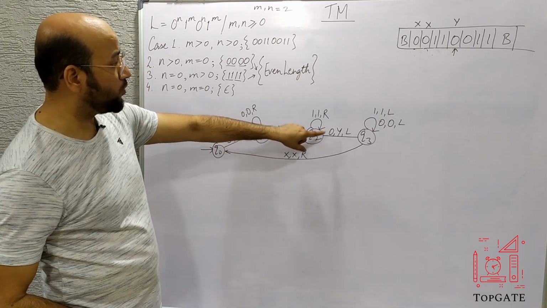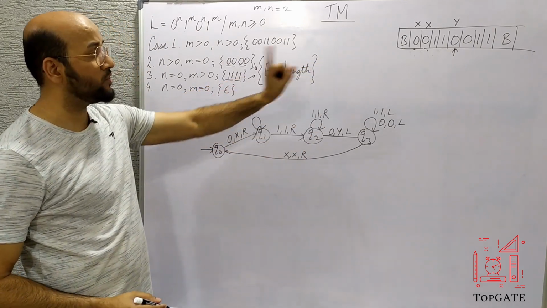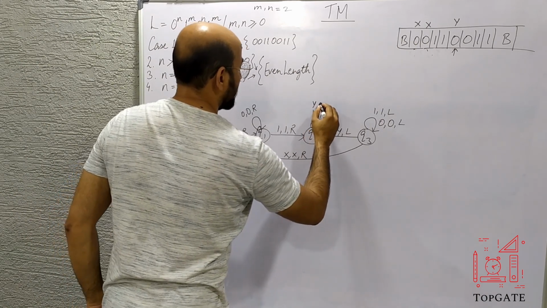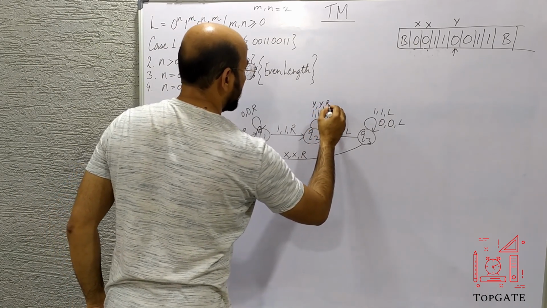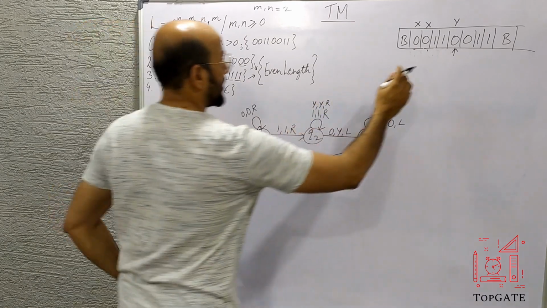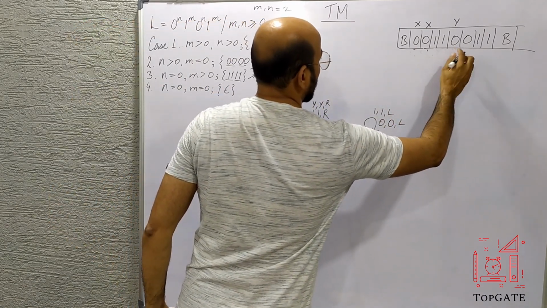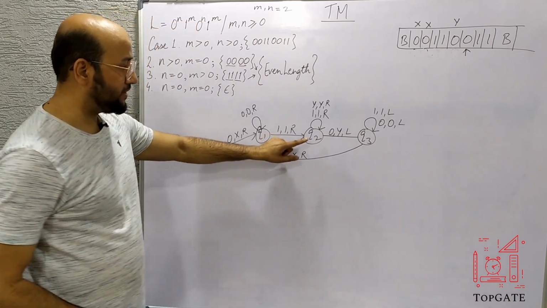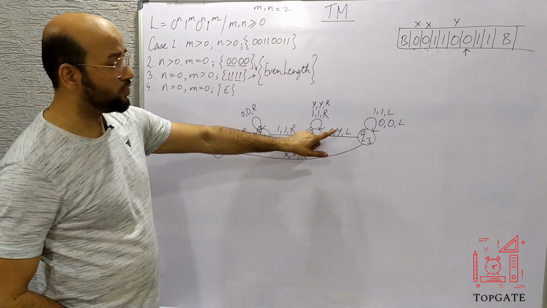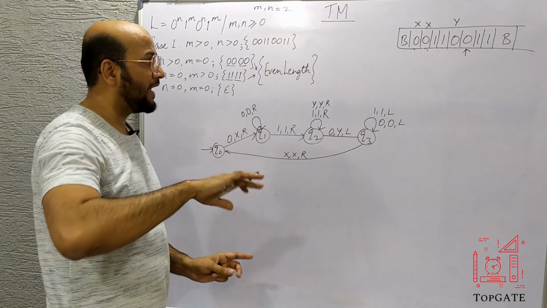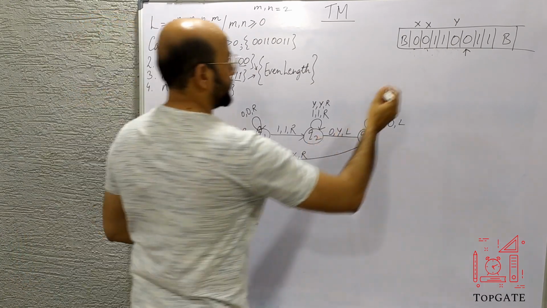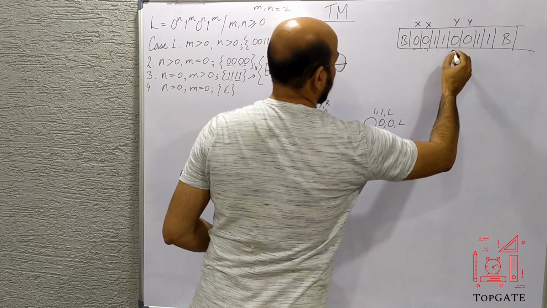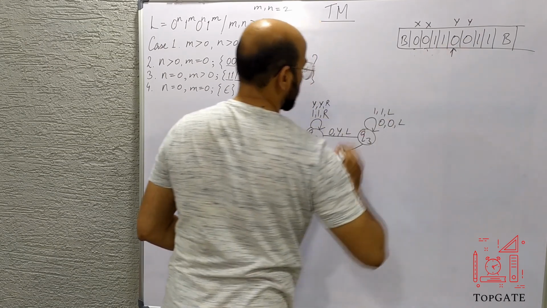Now at Q2 I don't have a move for Y, I have a move only for 0. So what I'll do, I will take a move for Y. If you find Y, you should keep it as Y and go to the right side. So this Y will be skipped and the pointer will now point to the next 0, and the machine is at Q2. Now machine again knows at Q2, if you find 0, you should change it to Y and take a left turn. So this 0 will be changed to Y and the pointer will take a left turn. It will come on to this Y again.